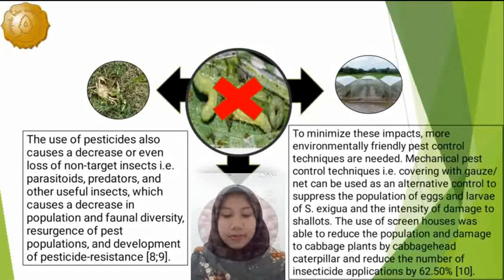To minimize these impacts, more environmentally friendly pest control techniques are needed. Mechanical pest control technique, that is covering with gauze or net, can be used as an alternative control to suppress the population of egg and larvae of Spodoptera exigua and the intensity of damage to shallots.